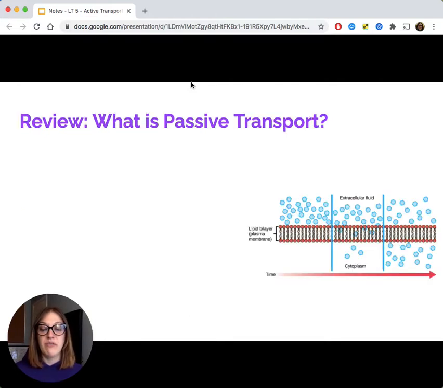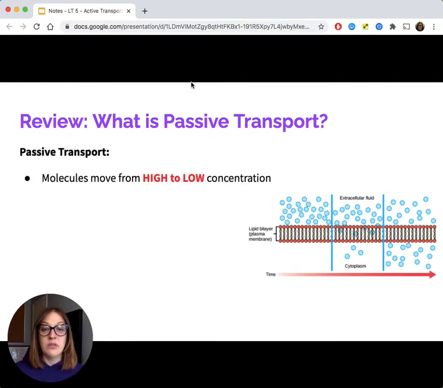So let's start with a brief review. What have we learned about so far? We've learned that cells use a form of passive transport to move molecules across the cell membrane. In passive transport, molecules move from a high concentration to a low concentration.